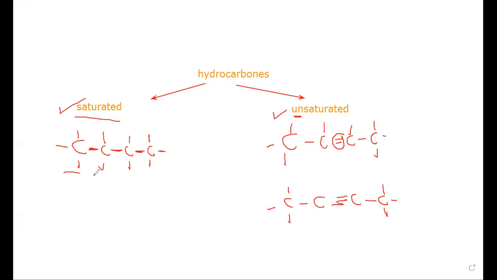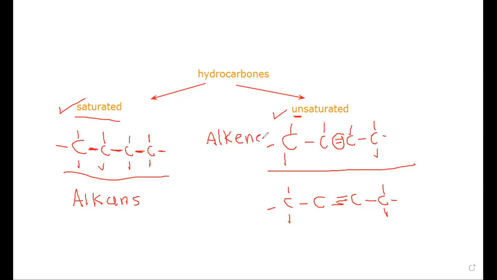So like this, the group of hydrocarbons that are saturated, we call them alkanes. While the ones which contain a double bond, we call them alkenes. And the ones which contain the triple covalent bond, we call them alkynes. So that's the difference between them.